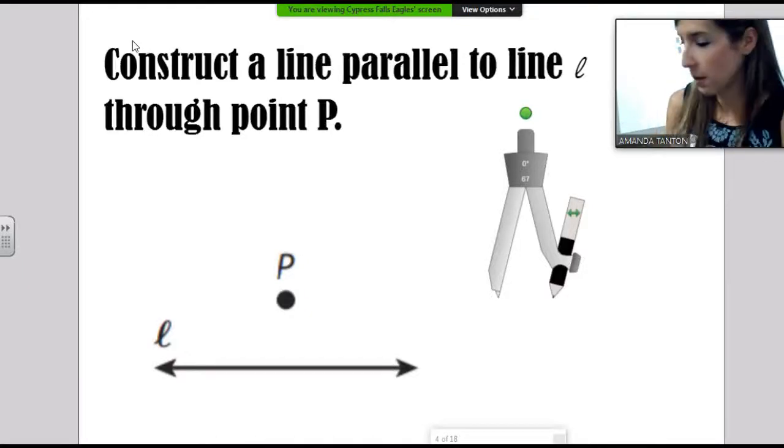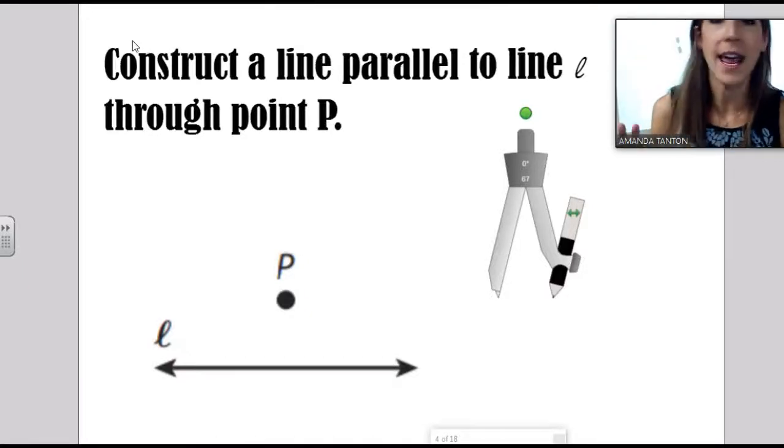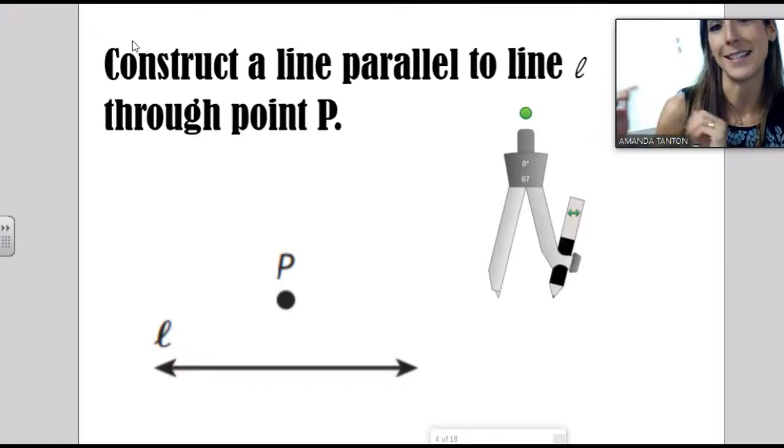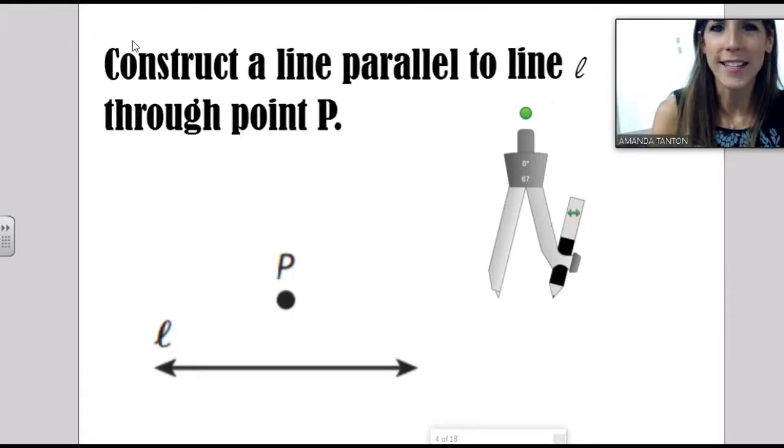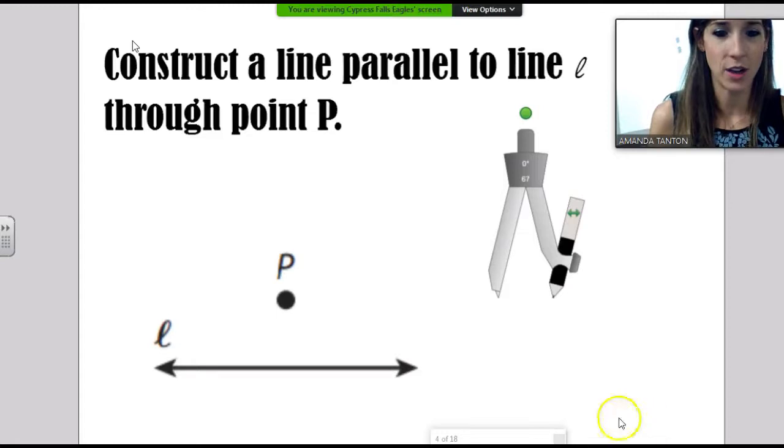So we are going to do a review over constructing a... not a perpendicular bisector, that's next. Constructing parallel lines. You've already learned this, so we're just going to show it to you one more time, because seeing it once a lot of times is not good enough.